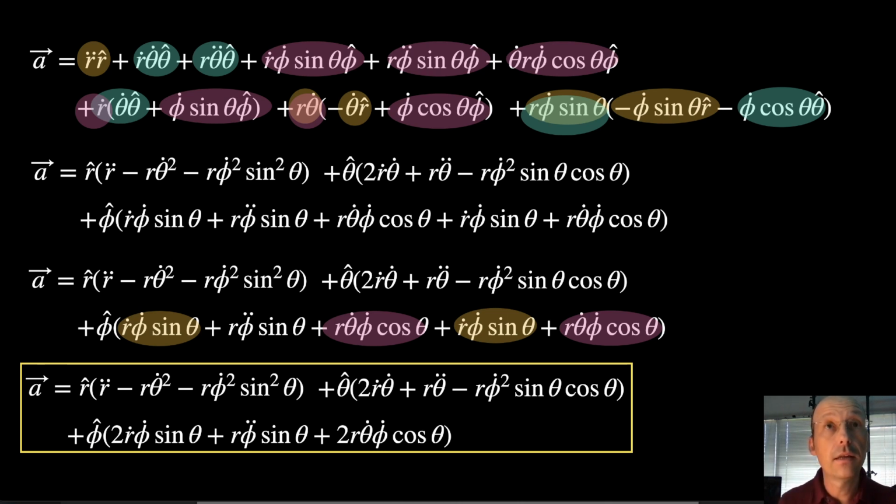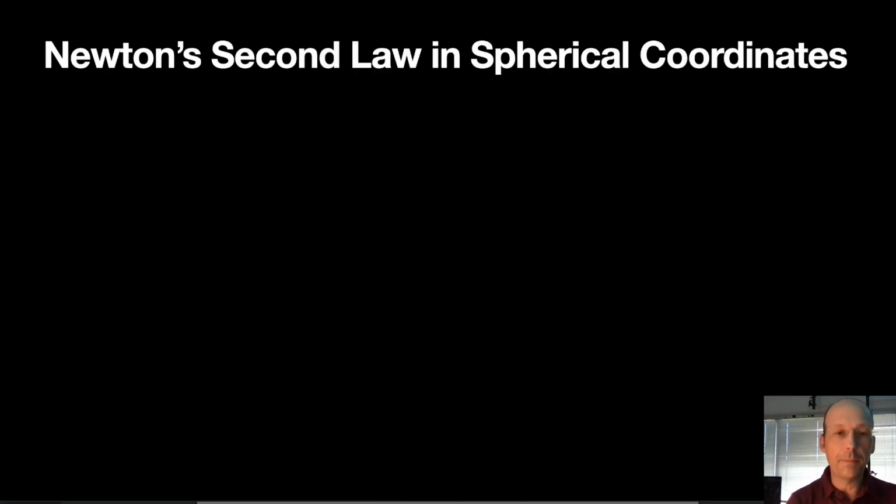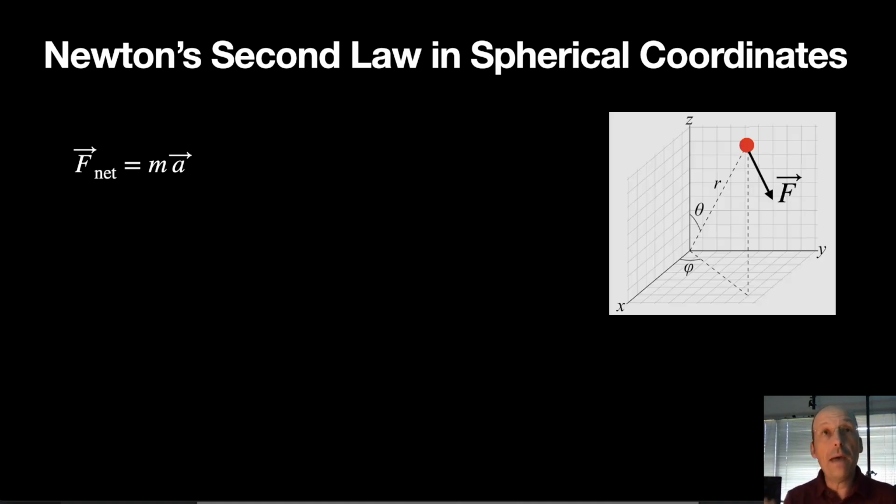Oh, we're not done. You thought we were done. No, it's just like an epilogue. Okay, let's go to the epilogue. Let's go back. Remember, we're trying to do Newton's second law in spherical coordinates. Newton's second law says the net force is mass times acceleration. So imagine that I have some particle with some force, and I'm looking at it in spherical coordinates. Let's just say there's some single force or net force.